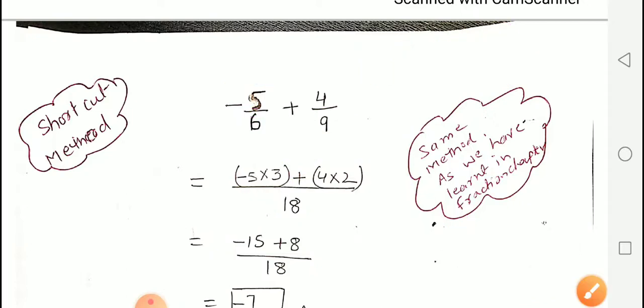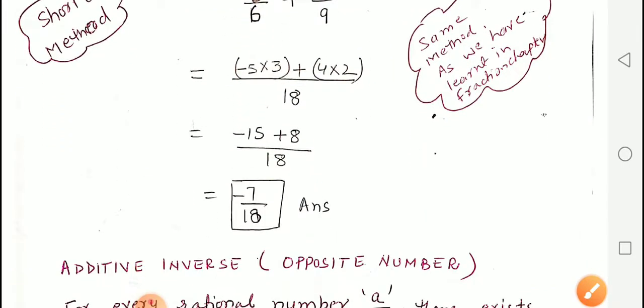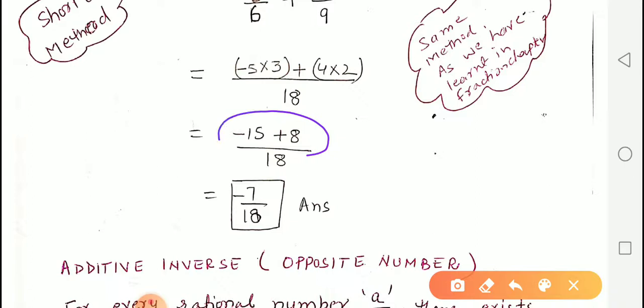Now we add the numerators. Negative 15 plus 8 is negative 7. So the whole rational number is negative 7 upon 18.